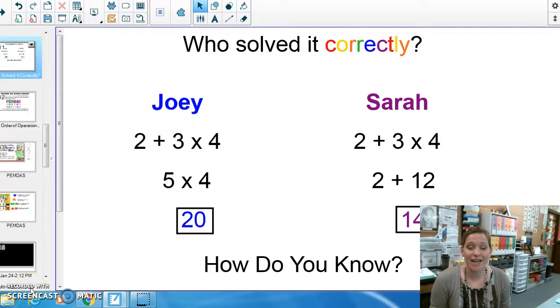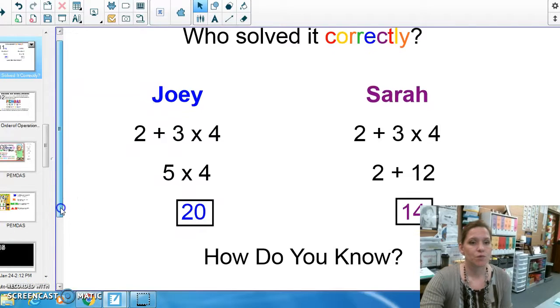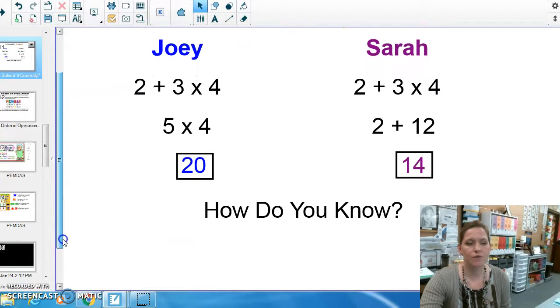Hi everyone. Today we are going to focus our lesson on the order of operations and solving expressions. So we started off class today asking you a question between a problem that Joey and Sarah did. If you notice, they have the exact same problem, 2 plus 3 times 4. And they both got completely different answers. That's a problem, all right?